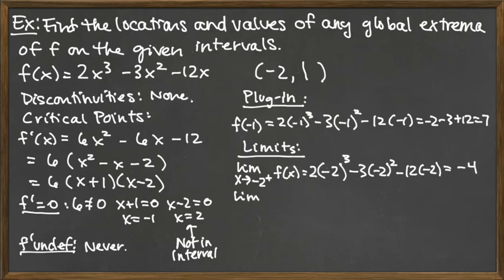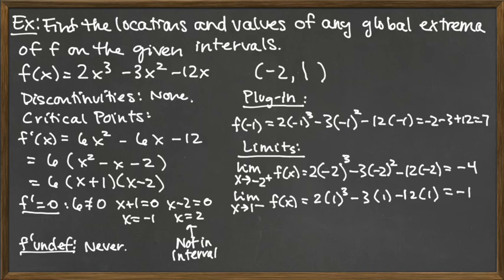Then we've also got to look at the right-hand limit, the right endpoint. And that right endpoint is x approaching 1, but since it's the right endpoint, we're approaching it from the left because that's where the interval is. So we are looking at the limit as x goes to 1 from the left, which amounts to plugging in 1 to our original function to take that limit. So when we plug in 1, it would just be the 2 minus 3, which is negative 1, minus 12, which would be negative 13.